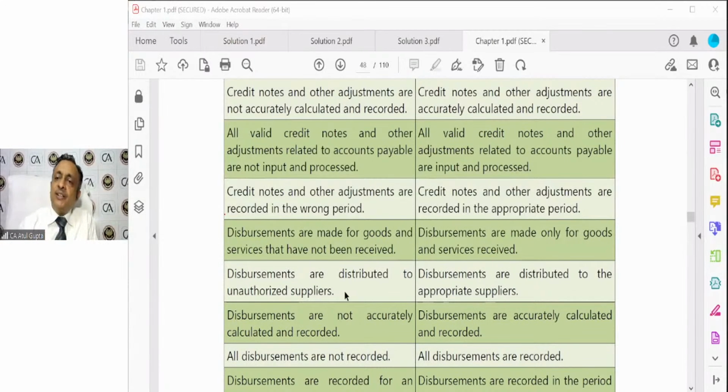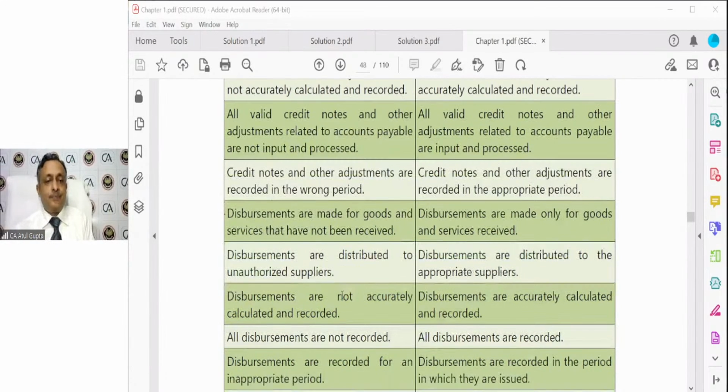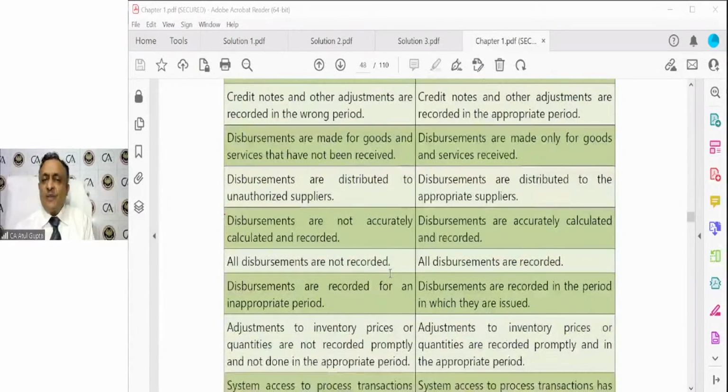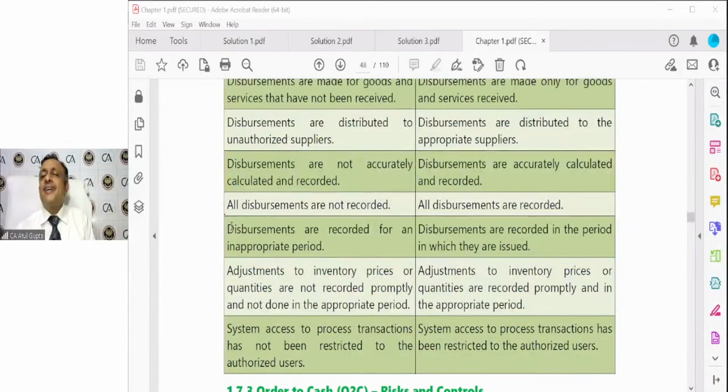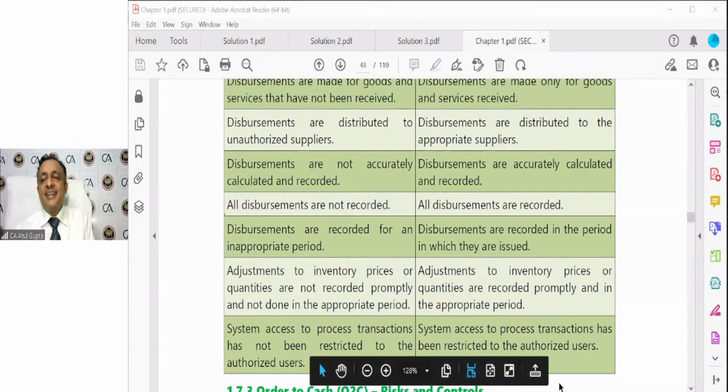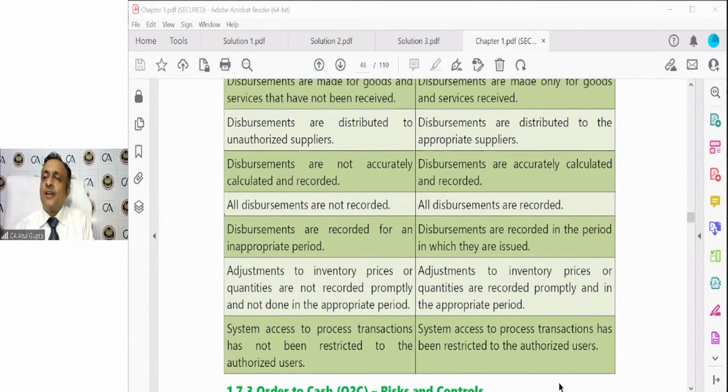So you need to ensure that no unauthorized vendors and no unauthorized payments are there. Then calculation is easy. It's mechanical. All disbursements are not recorded. Again, this line is indicating that the system is not integrated. Today, even small organizations have integrated systems. So non-recording of disbursement is not a possibility.